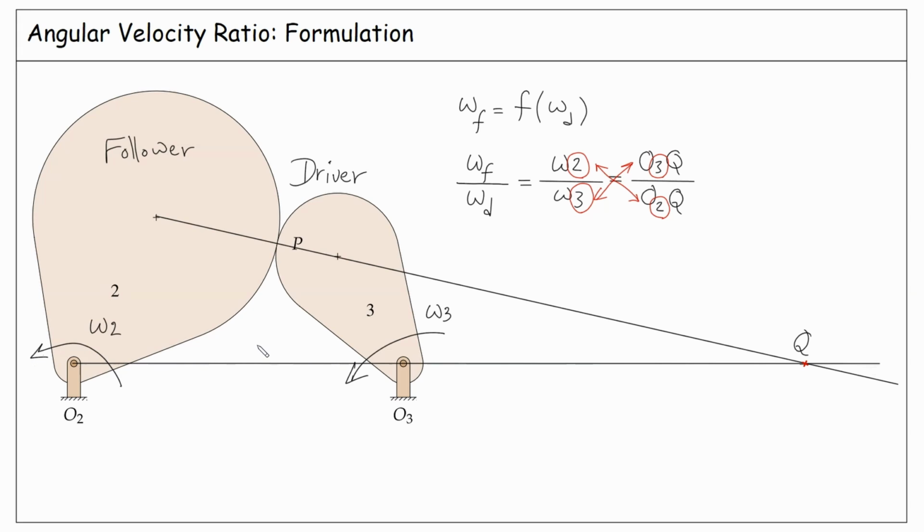Sometimes it might happen that point Q is somewhere between the two centers. In that case, the angular velocities of the driver and the follower will be in opposite directions. That's it. We just need to learn and use this formula to solve the motion transmission problems. If you are interested to see how we can prove this formulation, watch the next lecture. Otherwise, you can just skip it without losing anything and jump to the lecture after.